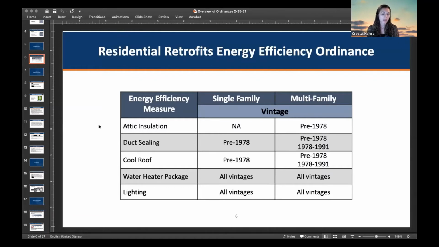So it wouldn't be that all of a sudden all homes now have to retrofit. It's just when you come in for a permit. And that's the only time in the way this is structured at this point. That's correct. Okay. Yeah. Thank you.